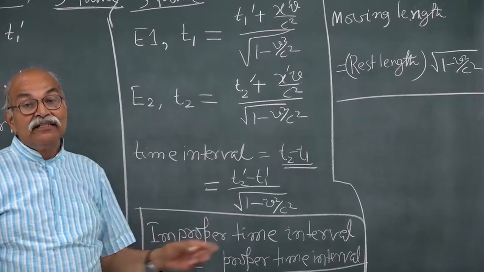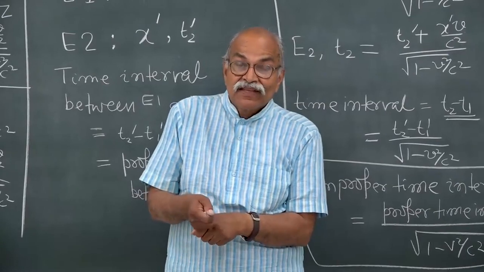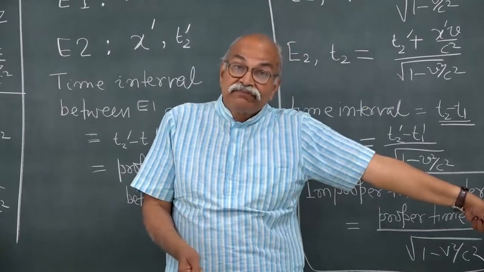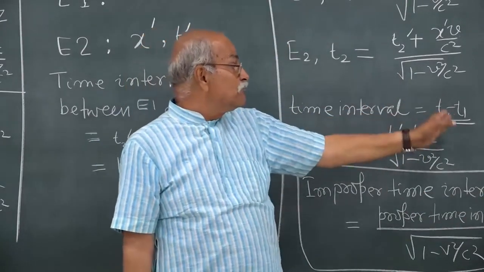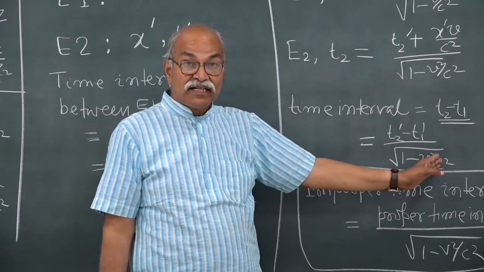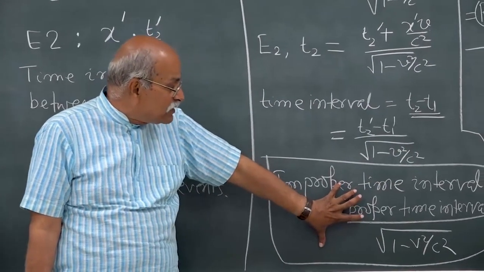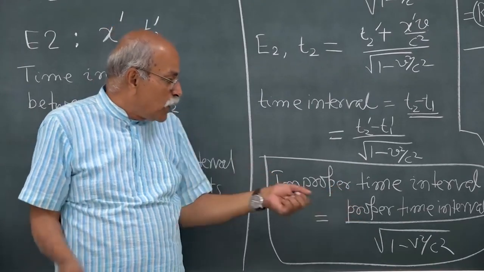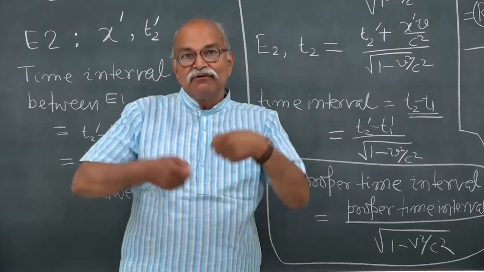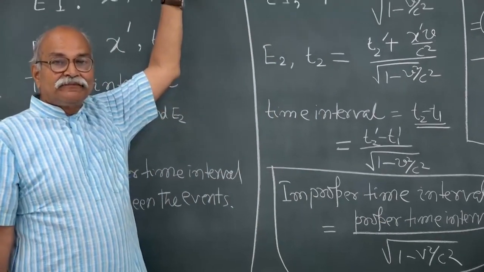I can also start with two events taking place at the same position in the S frame and then measure the time interval between the two events from S prime. Then this will be inverted: T2 prime minus T1 prime equals T2 minus T1 divided by square root of 1 minus v square by c square. So, it is better to remember this kind of interpretation, that your proper time interval is the smallest one, and from any other frame if you measure it, it will be increased. That is known as time dilation.